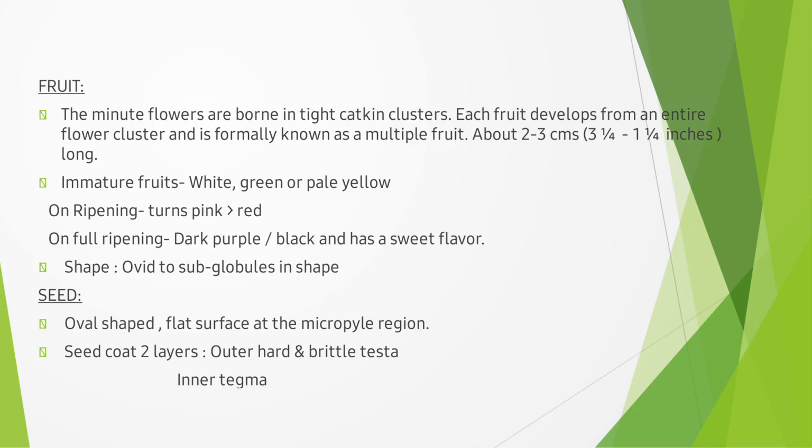The seed of a mulberry plant is oval shaped with flat surface at the micropyle region, and the seed coat has 2 layers, namely the outer hard and brittle testa and the inner tegmen.